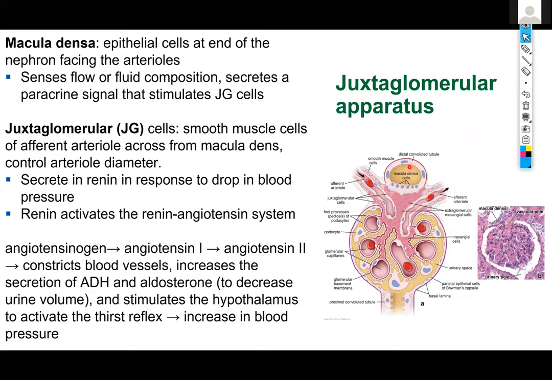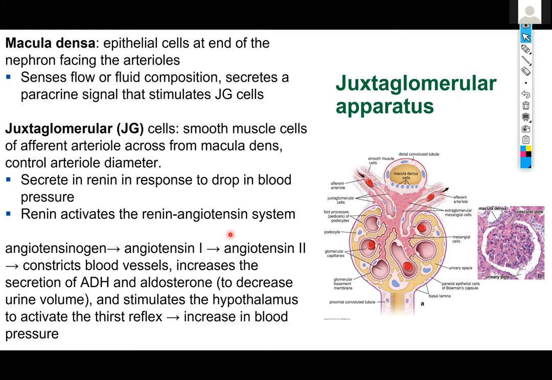So the macula densa cells detect things, specifically salt and oxygen, in the DCT. And then as a result of that, they tell the mesangial cells how to behave. So the JG cells, or juxtaglomerular cells, notice that they're present over here in the afferent arteriole, but not over here in the efferent. These are modified smooth muscle cells. So when they're stimulated by the macula densa, they're going to secrete renin in response to a drop in blood pressure. And then renin activates the renin-angiotensin system.